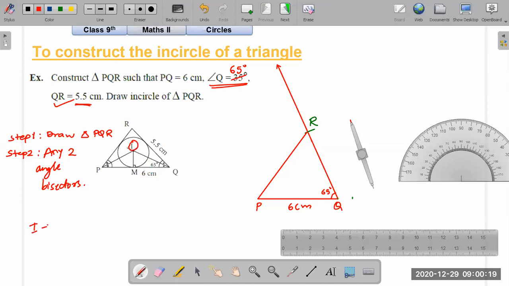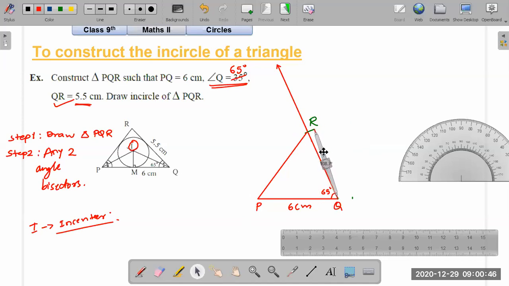So I stands for incenter, okay? So here we are going to draw angle bisectors. Which two angles can we consider here? We can take angle Q and angle P. So let's do the construction. Let's draw angle bisectors. We start at point Q, okay?